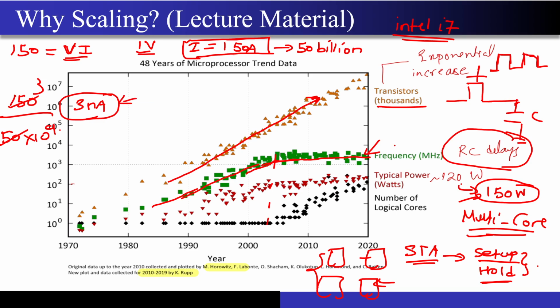So the seemingly ridiculous number that I was telling you suddenly started to make sense the moment I put 50 billion transistors on a chip. Correct? So now this number started to make sense. Correct? So this 120 watt.